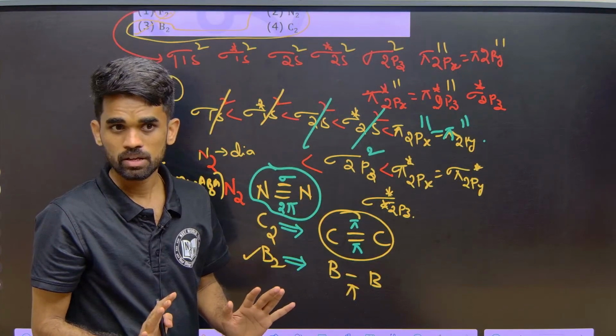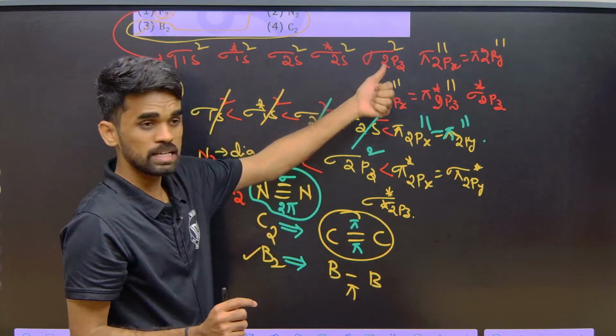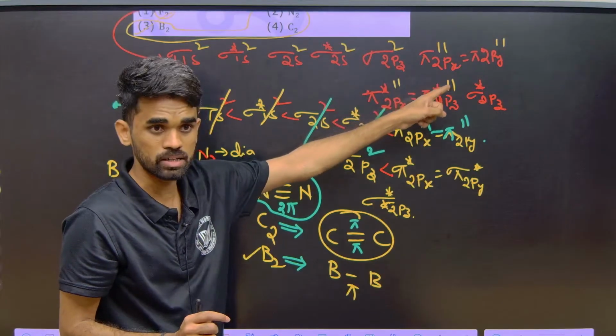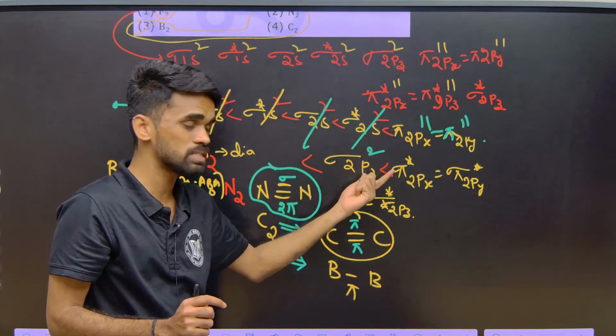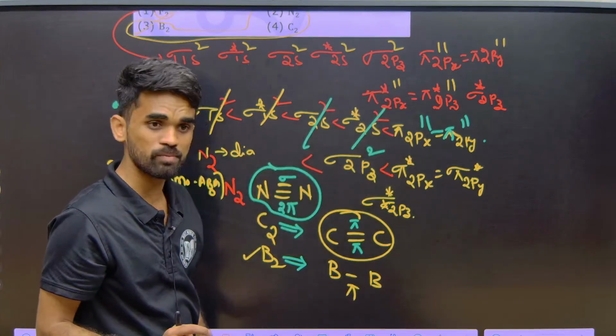Is that clear? Okay, just try to remember these two energy orders. Greater than 14 means this will be the order. Less than or equal to 14 means the second one will be the order. If you are clear with this, you can solve the maximum number of questions.